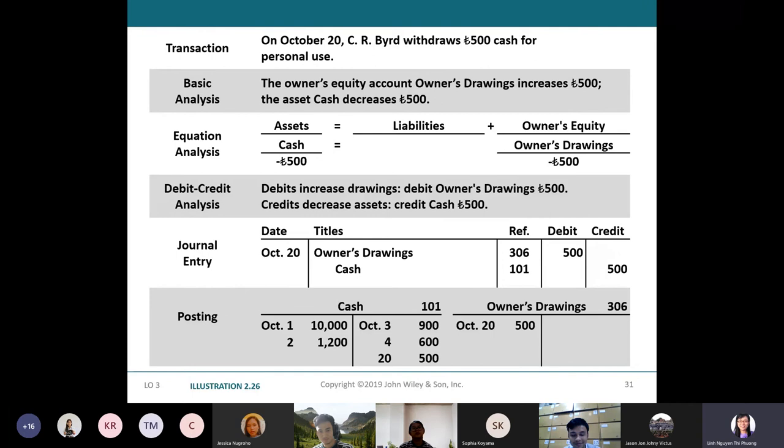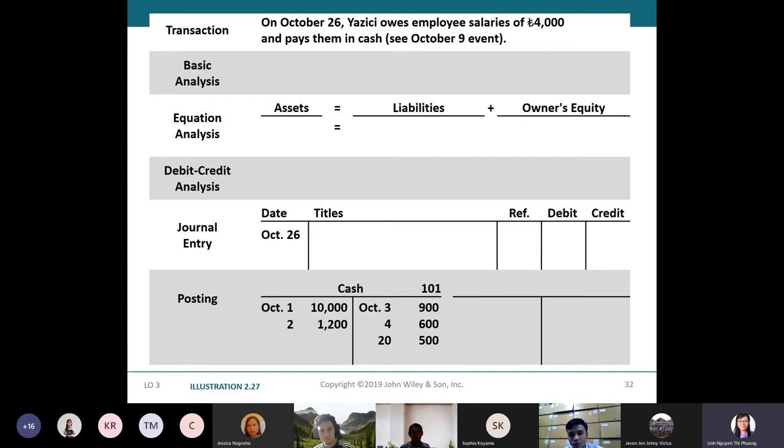Okay, any question about this? Next. Oh, your connection is not good. Okay. October 26. Jinjiang, are you there? Zhang Jinjiang? Yes. Can you read for us, please?